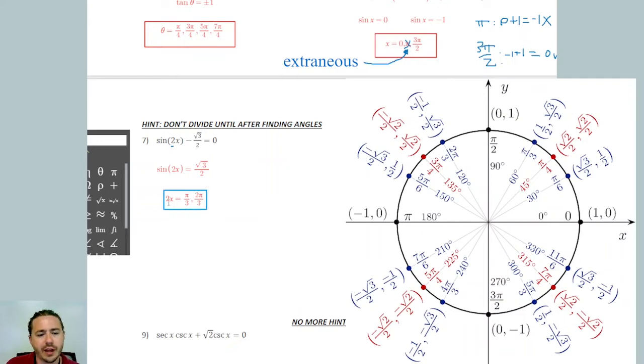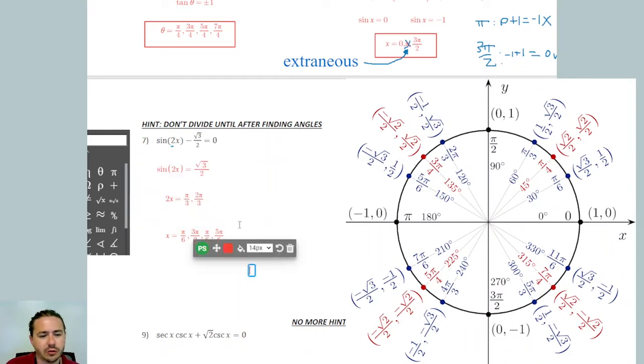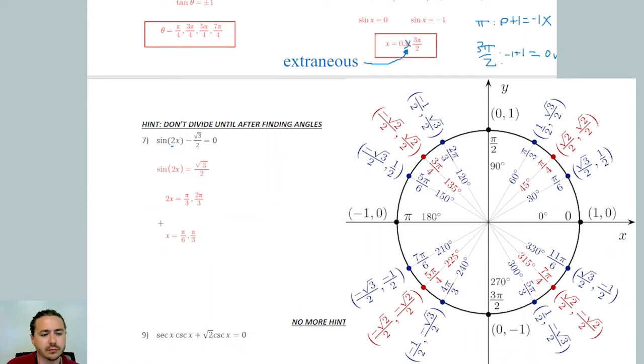And so if I want to find my actual angles, I need to divide by 2, but I'm going to do that last. So if I divide everything by 2, pi over 3 divided by 2 gives you pi over 6. And then 2 pi over 3 divided by 2 would be 2 pi over 6, which simplifies to pi over 3. Now, this would normally be it, but there are going to be other solutions.